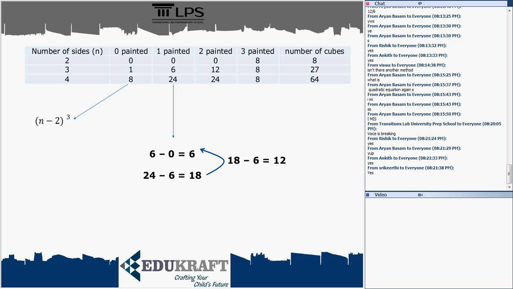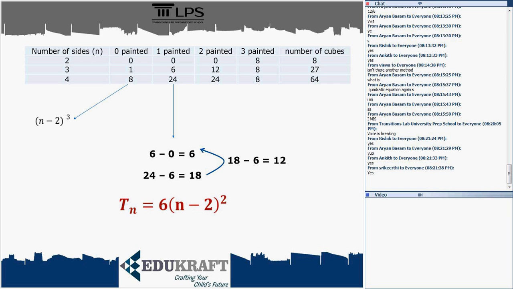This is the general expression for a quadratic equation. The quadratic equation that we found earlier was 6 minus 2 the whole square, minus 1 the whole square. Now it is going to be n minus 2 the whole square. 6 minus 2 the whole square will be the general expression for one side of the cube painted.